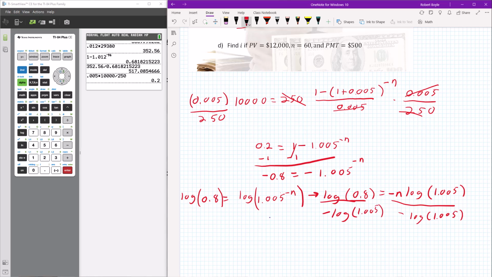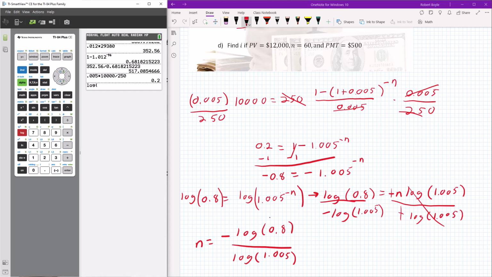Okay, and then the negatives cancel, the logs cancel, and I have that n is equal to negative log of 0.8 divided by the log of 1.005. Okay, so let's see what happens here. Going to our calculator, we have negative log 0.8 close, divided by log 1.005. And that gives me a value of 44.7.